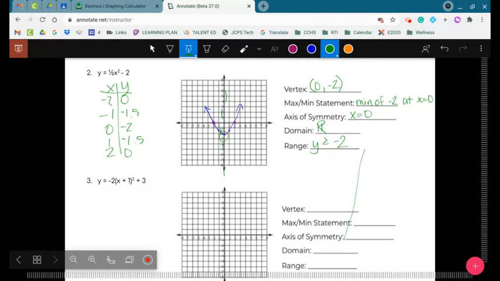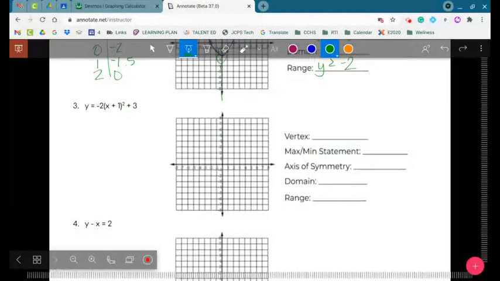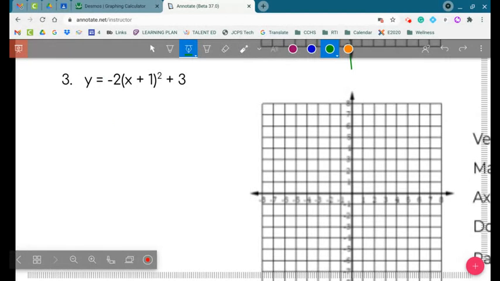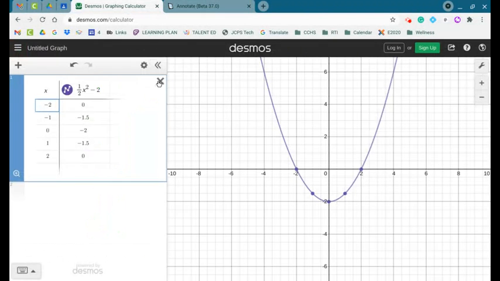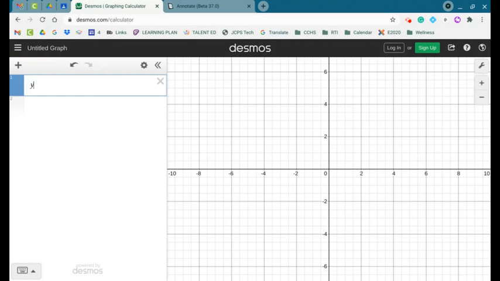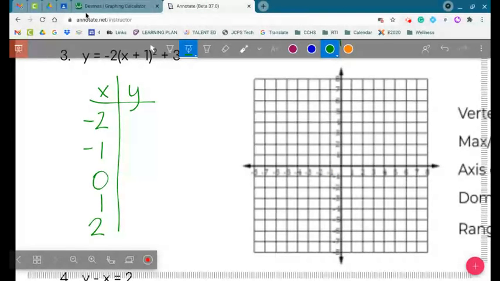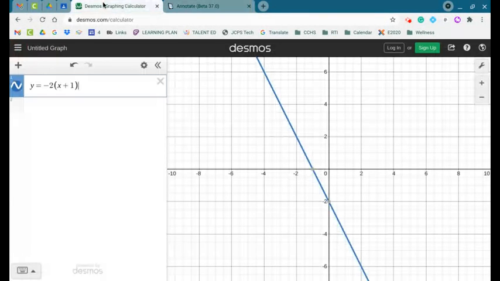Okay, last quadratic. So let's create our table. -2, -1, 0, 1, 2. So we're going to put this in Desmos. And again, you can put this in your graphing calculator. You do not have to do it in Desmos. I just don't have a graphing calculator on my laptop, on my Chromebook. Squared and then +3.